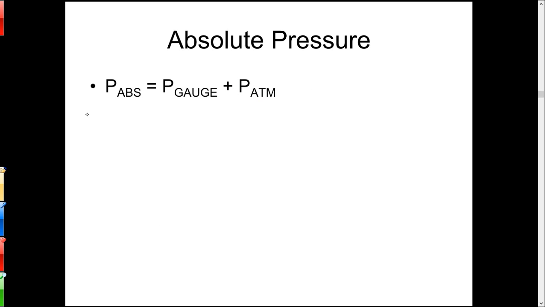Okay, so the relationship there is that the absolute pressure, PABS, is the gauge pressure plus the atmospheric pressure.